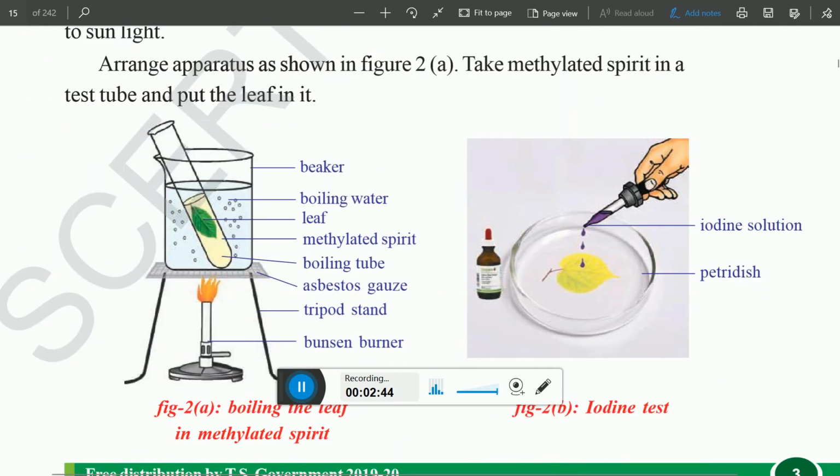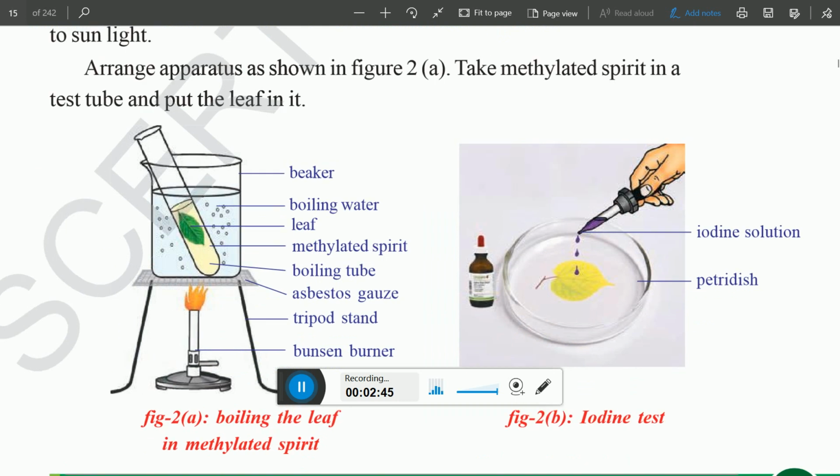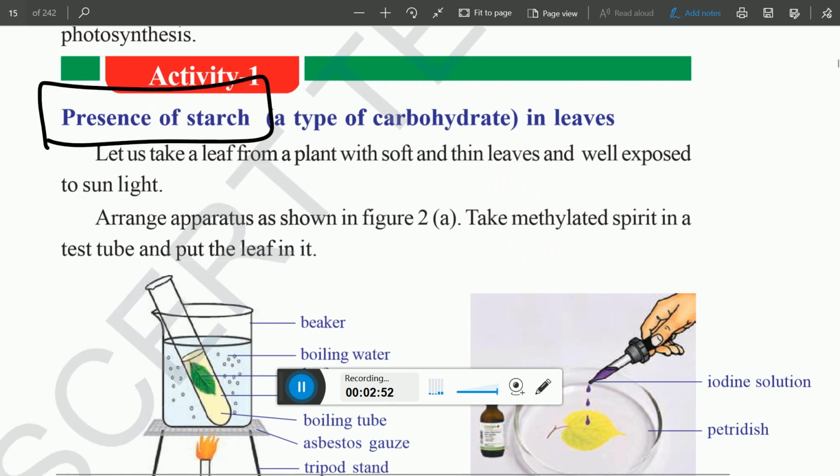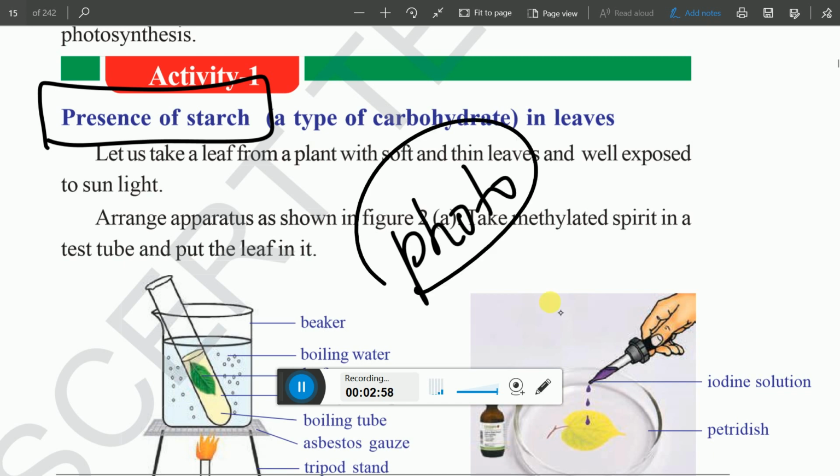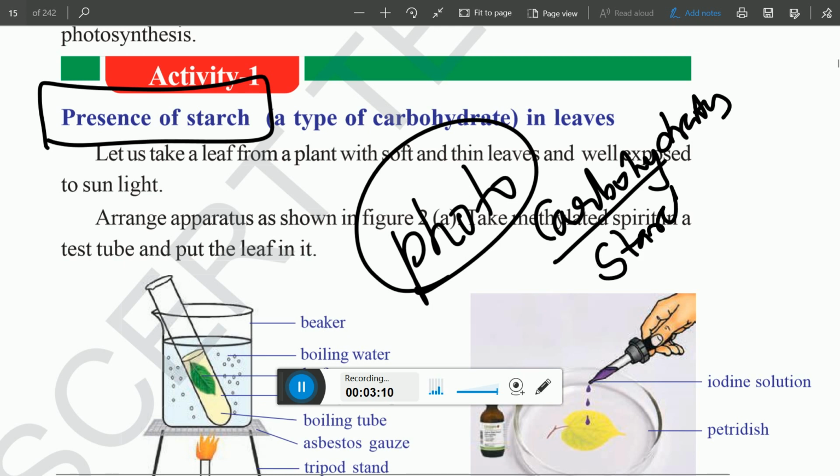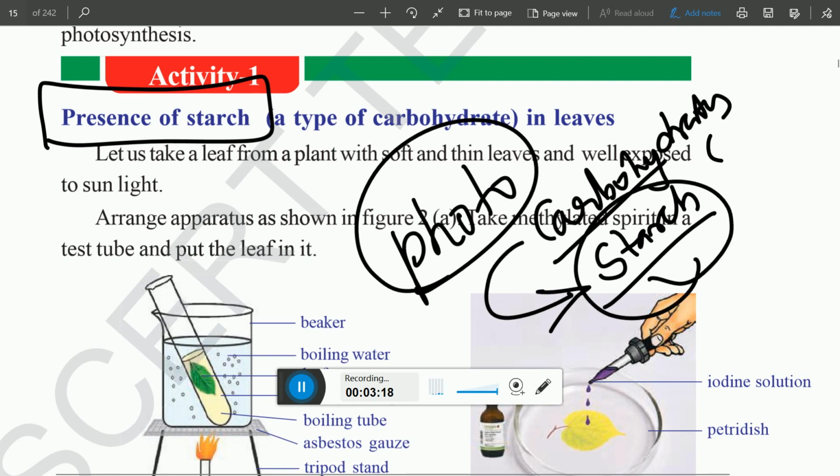So if you remember, we have discussed some of the experiments. This is one of the experiments: presence of starch. So we always say that photosynthesis is a chemical or biochemical reaction where it produces carbohydrates in the presence of sunlight, and that is in the form of starch. That means carbohydrate will be in the form of starch. So to prove whether starch is produced during photosynthesis, we will perform this activity.